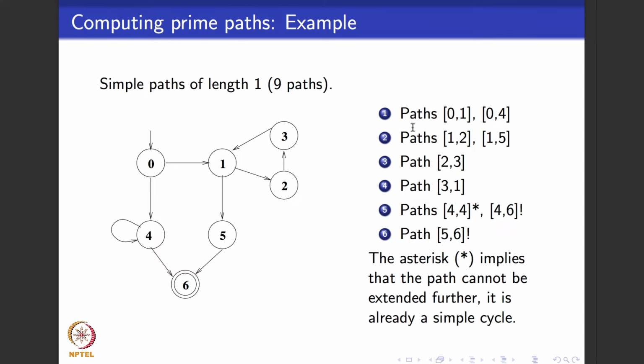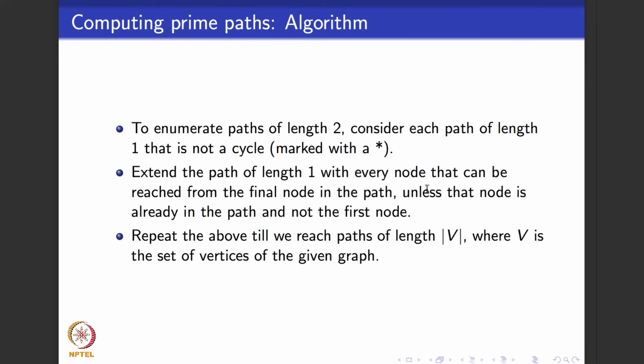Now I look at all the other remaining paths, which is this list on top, and see how to extend them to get simple paths of length 2. So you look at the path 0, 1.